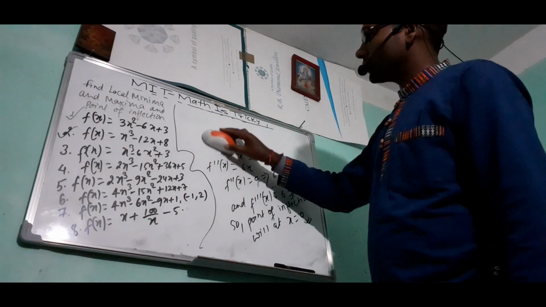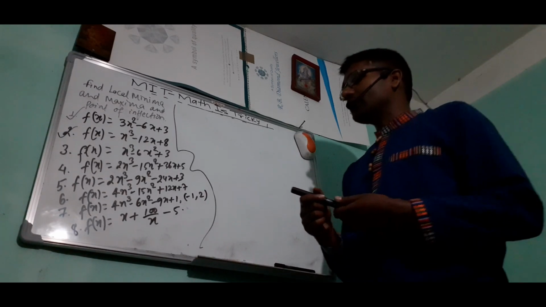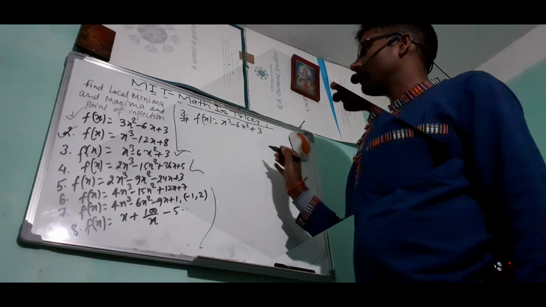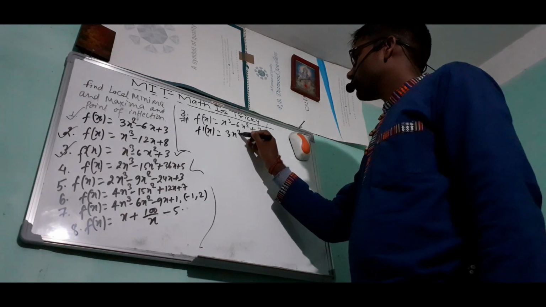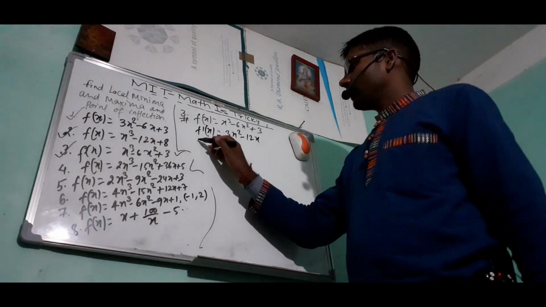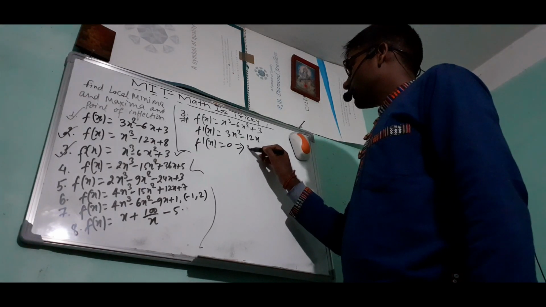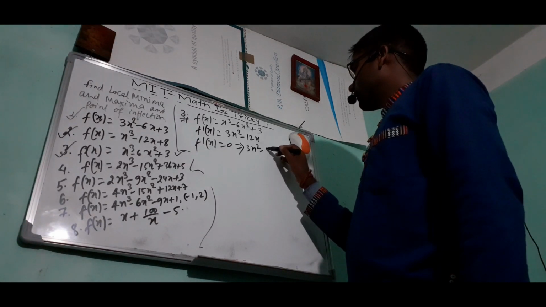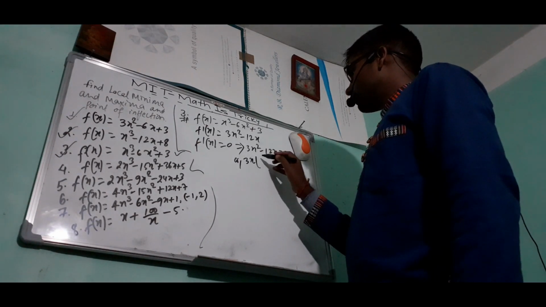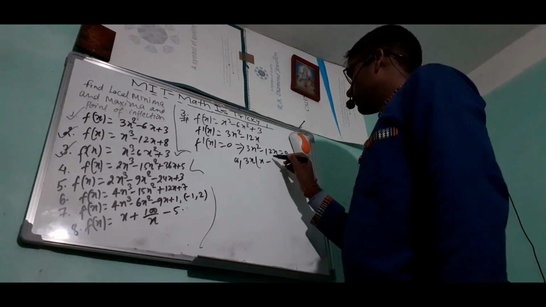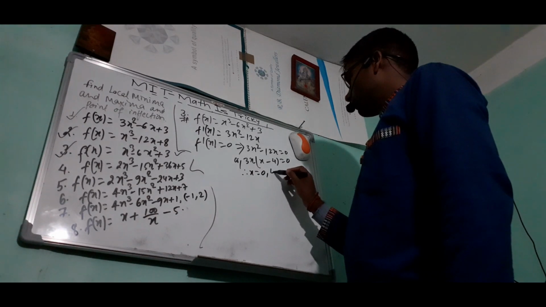Let me solve another question for you. I hope you are understanding this, and if you have any confusion, please share with me so that I can help you. Question number 3: f dash x equals 3x square minus 12x, and f dash x equals 0 gives 3x square minus 12x equals 0. We can take 3x common, so we get x minus 4 equals 0, therefore x equals either 0 or 4.